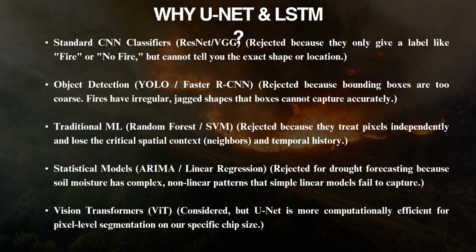Third, we rejected traditional ML models like random forest, because these models treat every pixel as an isolated island, losing the critical spatial context of the surrounding area. Finally, for crops, we rejected statistical models like ARIMA, because nature isn't linear. Soil moisture follows complex patterns that simple linear models fail to capture, whereas an LSTM network can learn these nonlinear histories easily.